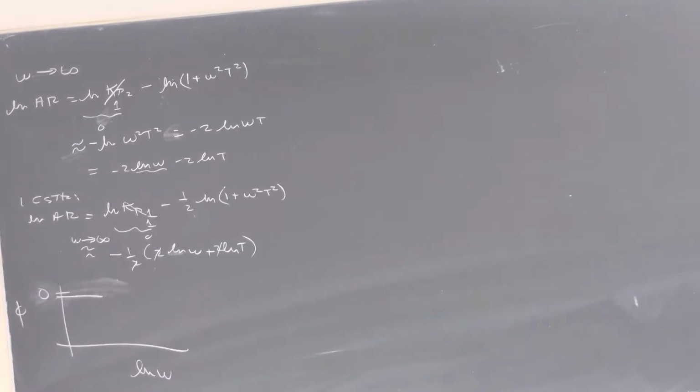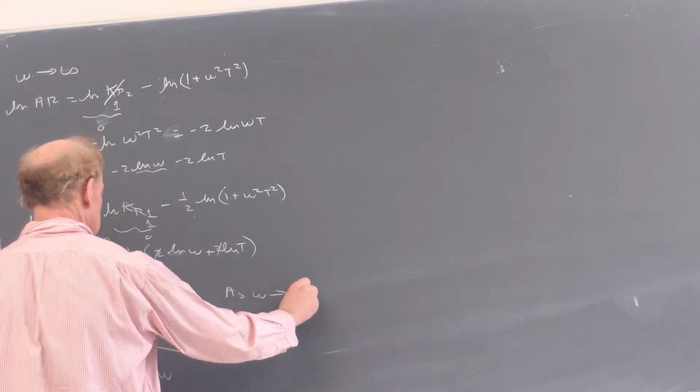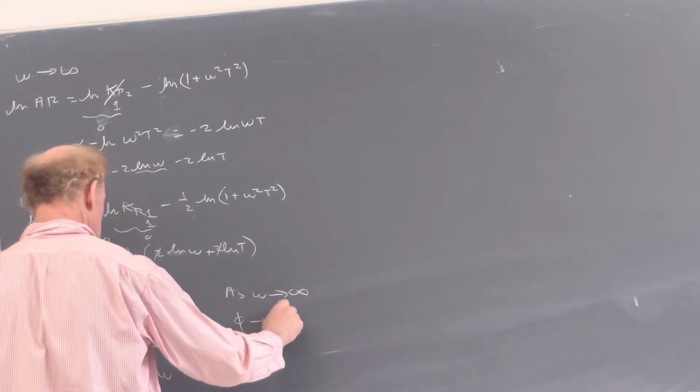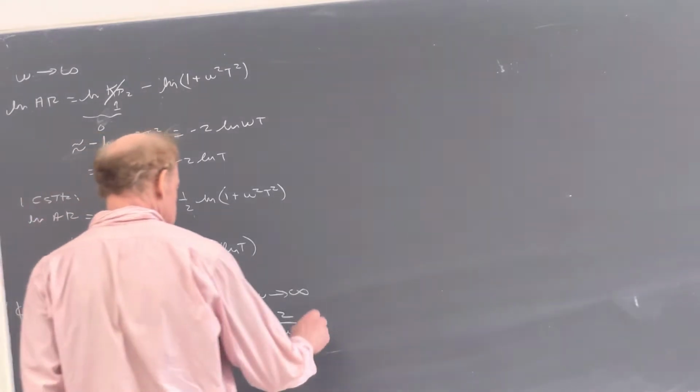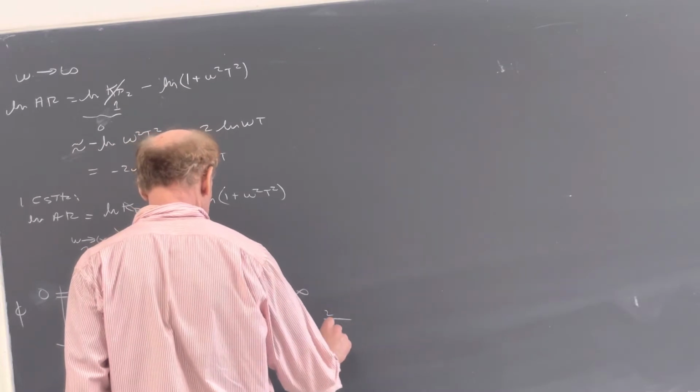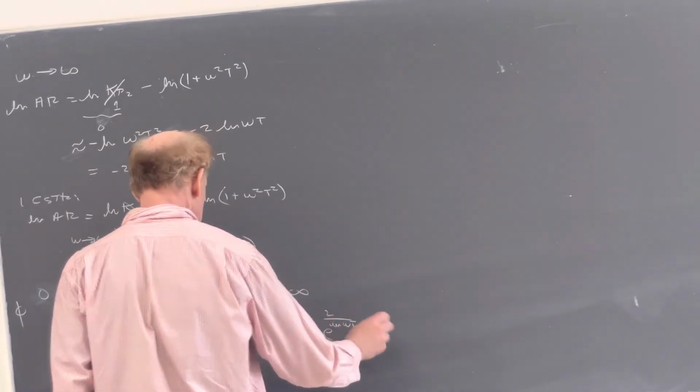What happens as omega goes to infinity? As omega goes to infinity, I can eventually drop the 1 because this becomes much bigger than 1. And then what I'm left with, the minuses cancel, the omega t cancels, and this thing goes to 2 over omega t. Okay, so what happens there? So this is equal to 2 over e to the log omega t. Let me write it that way.